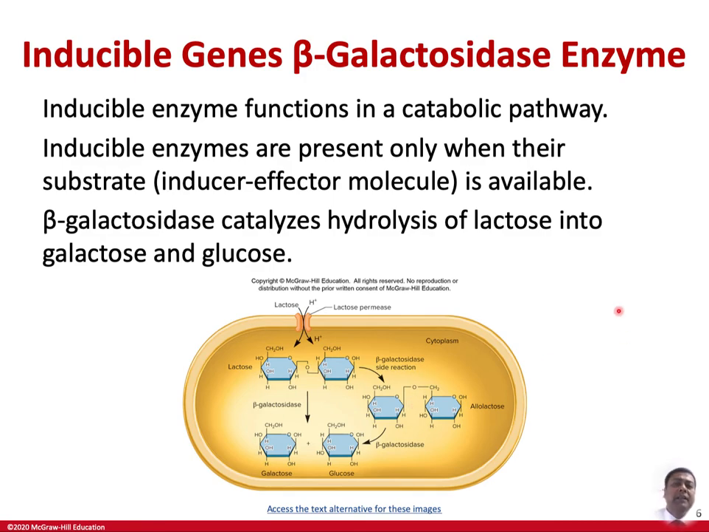Just giving an example, if lactose is not present in the environment, usually an E. coli cell will have about 3 molecules of beta-galactosidase. On the other hand, if the E. coli is growing in a lactose media, each cell probably will have 3,000 molecules of beta-galactosidase enzymes. So this gives you an idea of what an inducible, or being turned on, gene means.